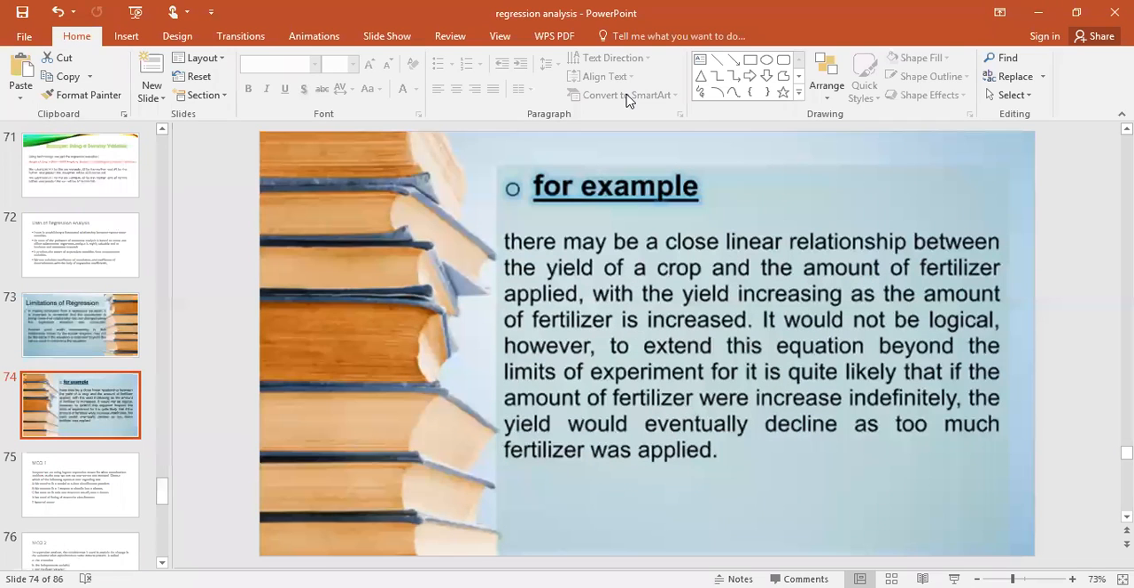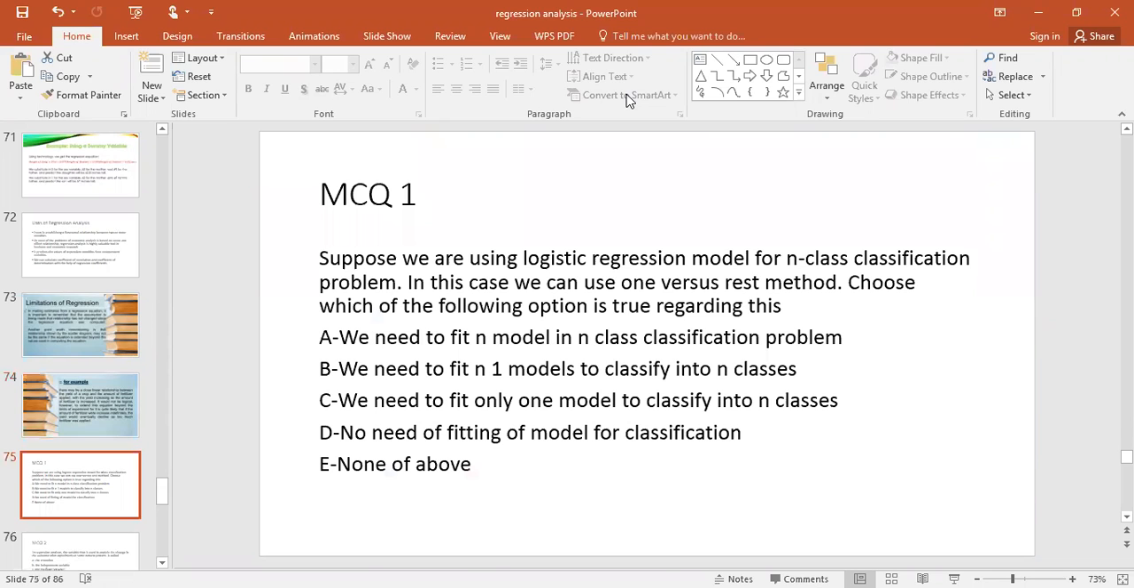For example, there may be a close linear relationship between the yield of a crop and the amount of fertilizer applied, with the yield increasing as the amount of fertilizer is increased. It would not be logical, however, to extend this equation beyond the limits of the experiment, for it is quite likely that if the amount of fertilizer were increased indefinitely, the yield would eventually decline as too much fertilizer was applied.